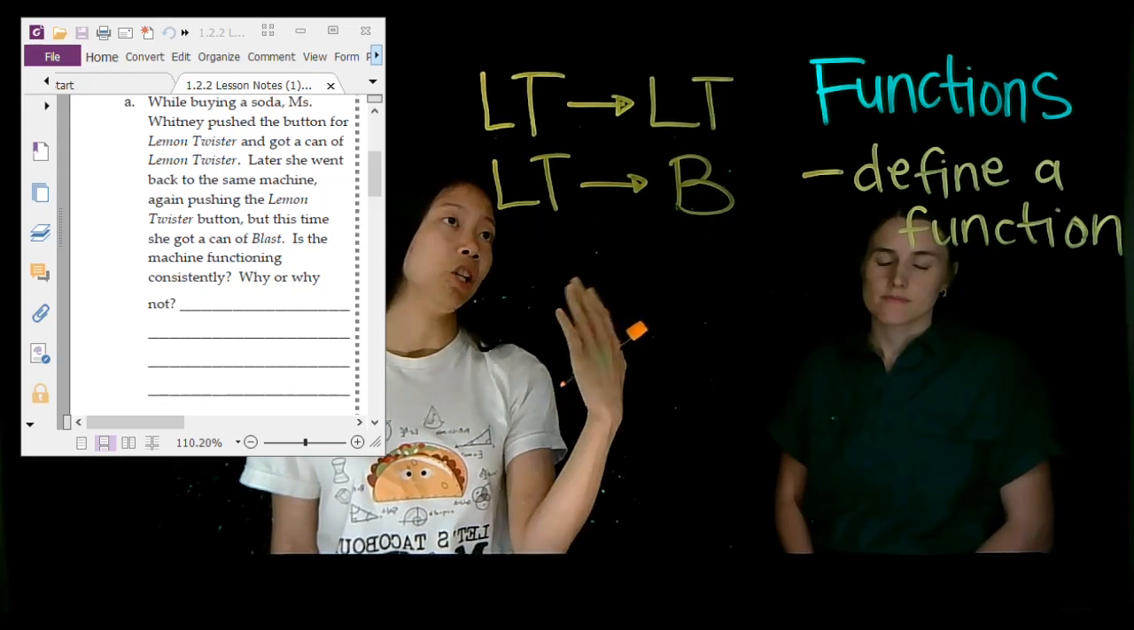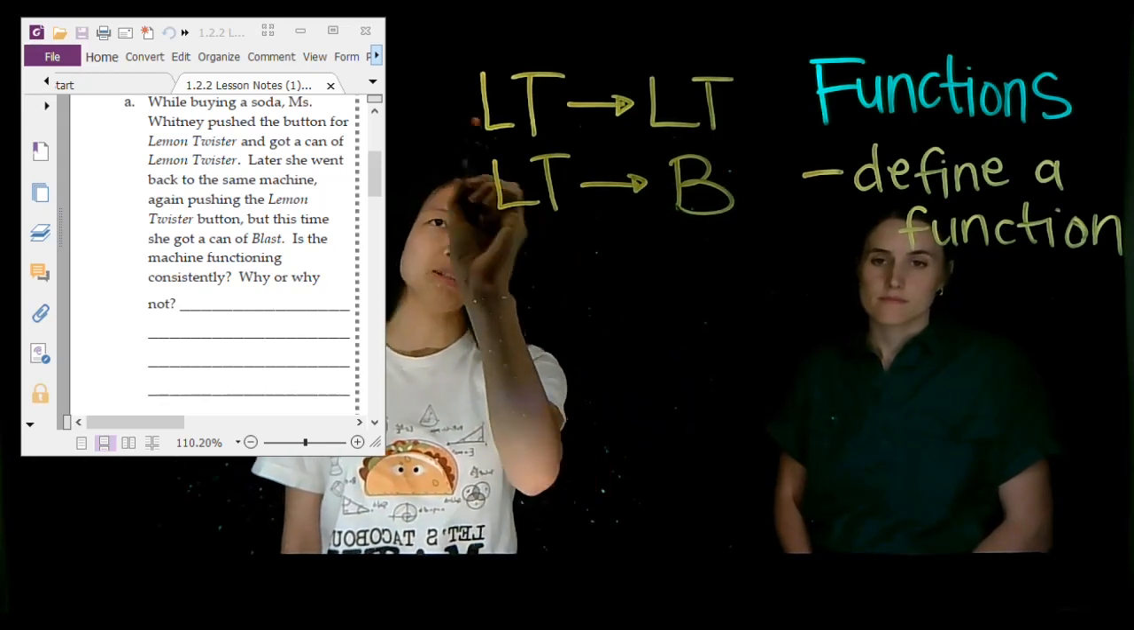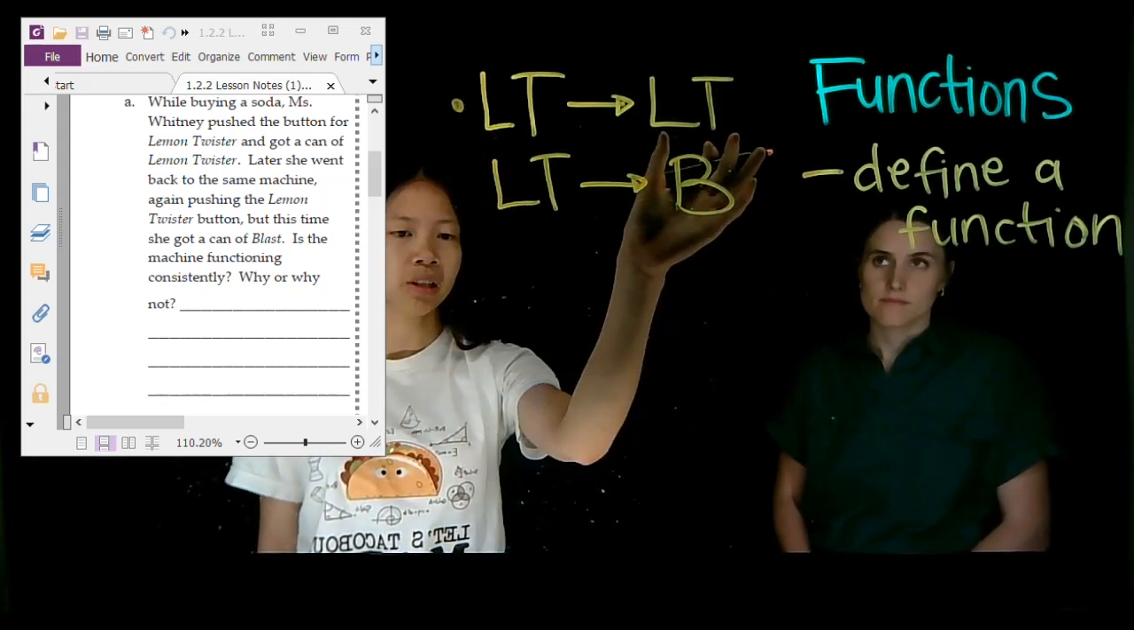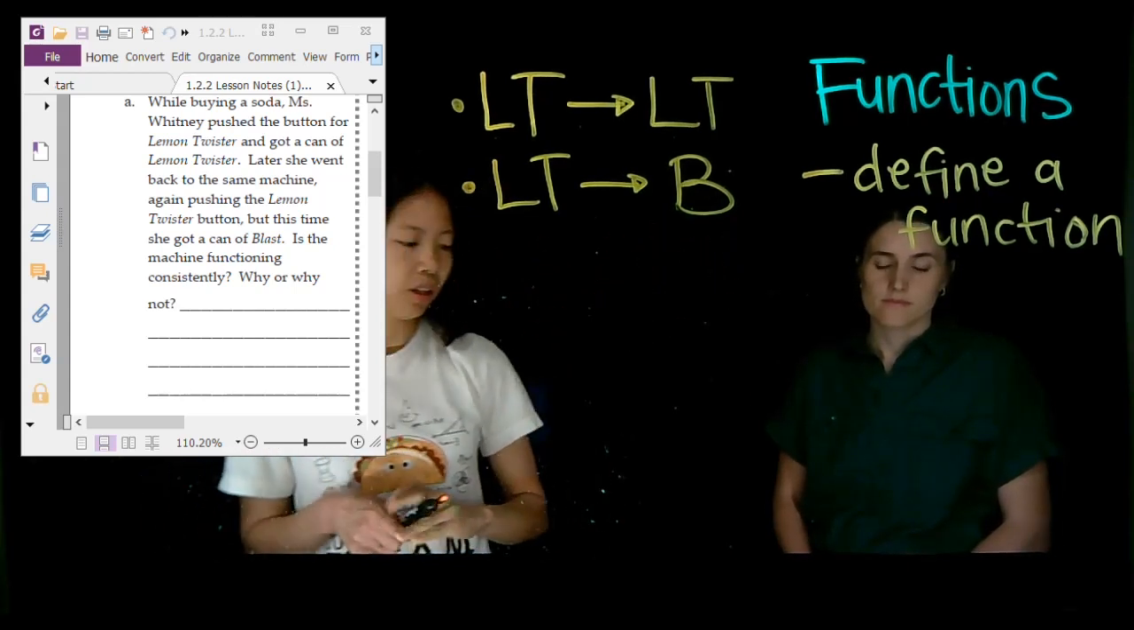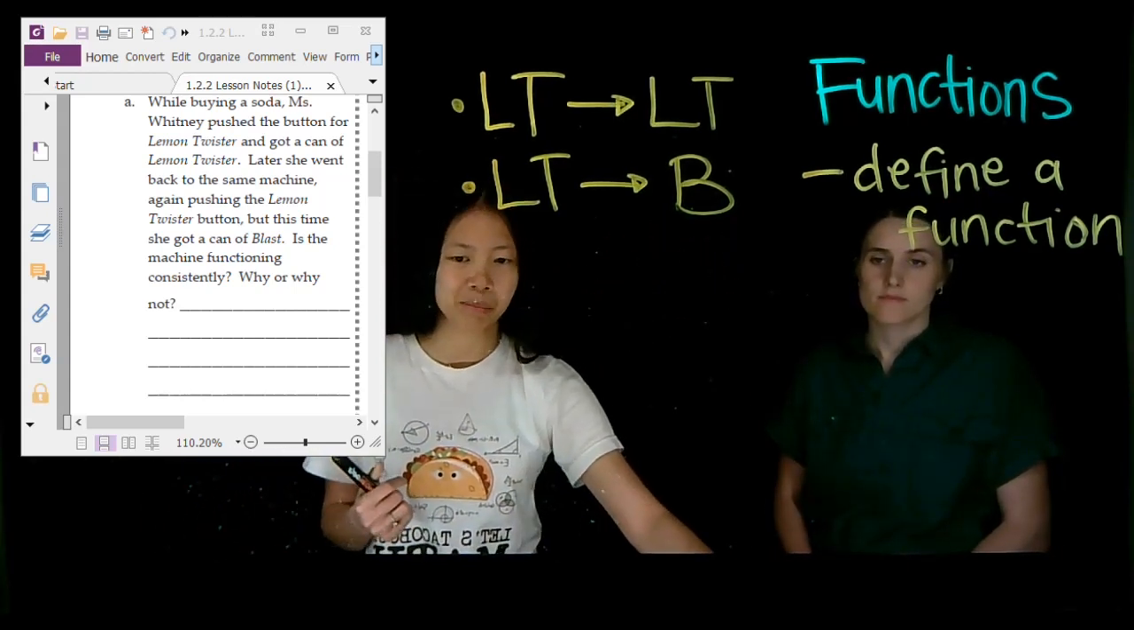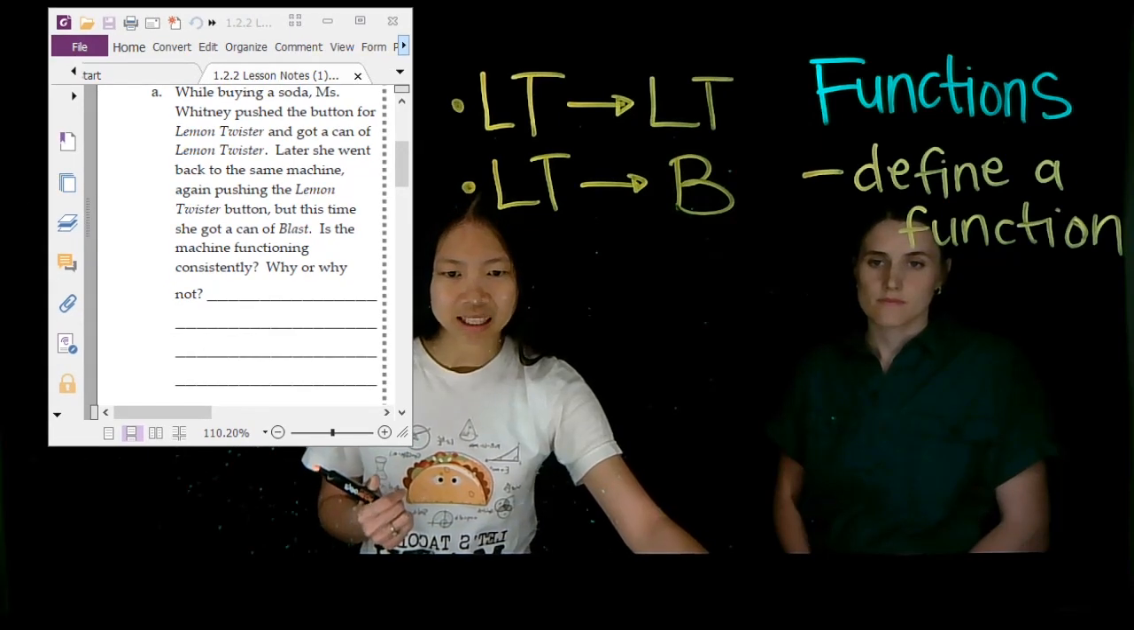I would say no, because when she pressed lemon twister the first time, she got lemon twister, but when she pressed it again, she got a different result. So she got a different can, even though she pressed the same button both times. All right, let's check out the next example here.